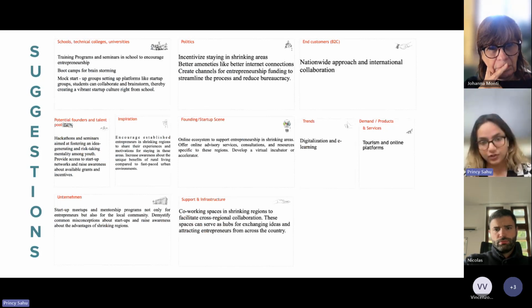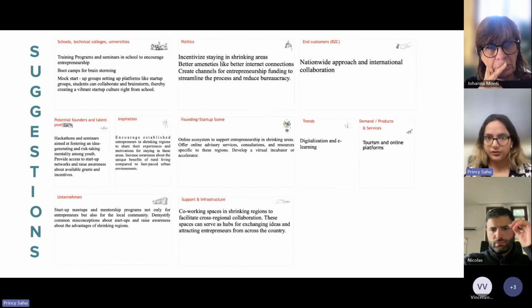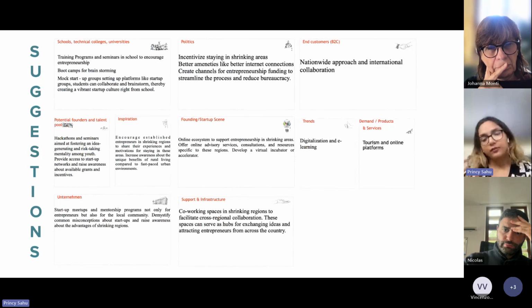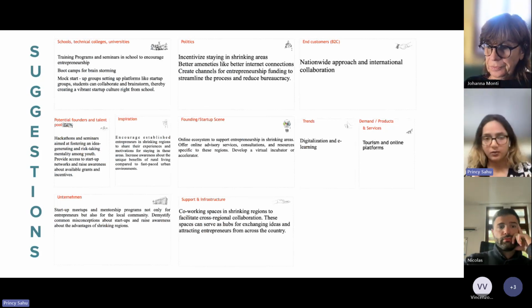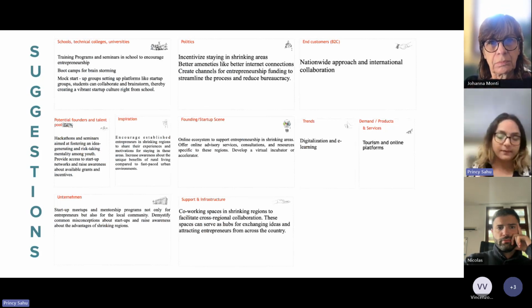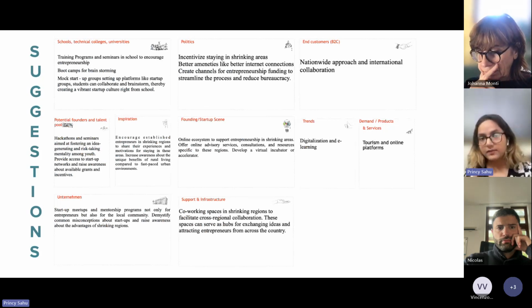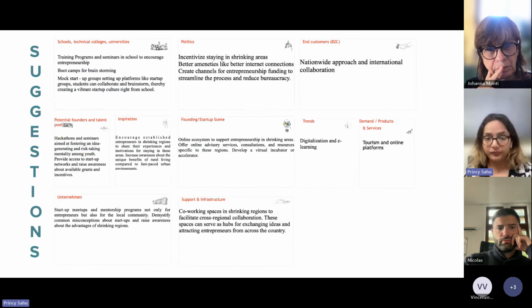When it comes to support and infrastructure, we can have more co-working spaces in shrinking regions that will facilitate cross-regional collaboration, because as we have seen, a lot of people from urban areas want to move to rural regions so that they can live in nature, and with work from home in a lot of companies, people can come to these rural areas. They can work in the co-working spaces, so they not only exchange ideas among themselves, but also with the local community. These nature-based co-working spaces will attract a lot of people from urban areas, give them a space to exchange ideas, and maybe attract entrepreneurs from across the country.